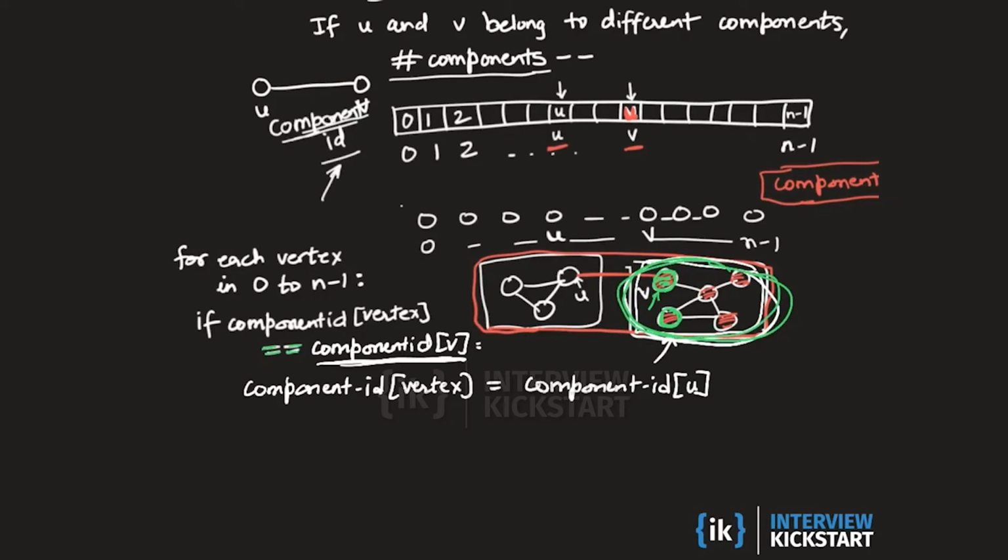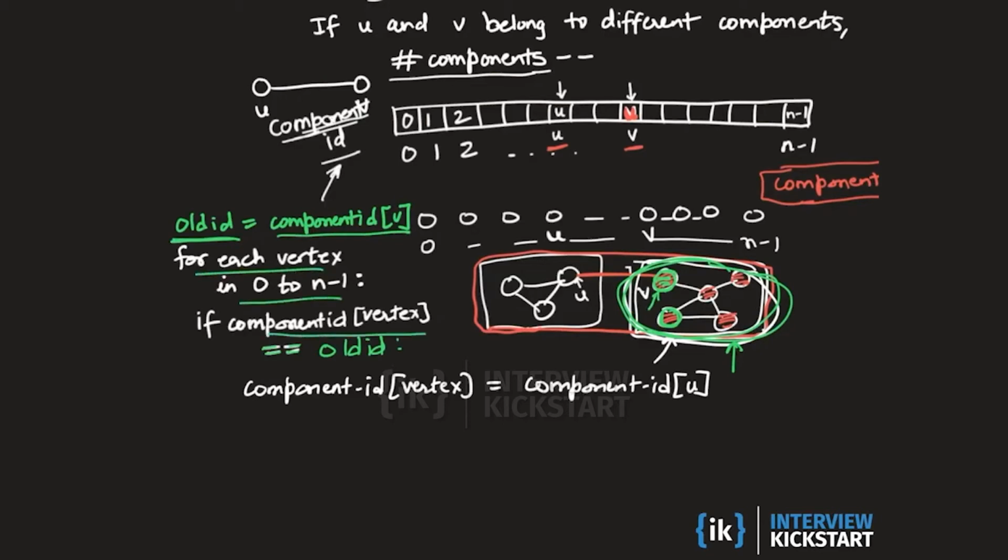So what we should do is store the component ID of v, setting it aside in another variable, and then use that variable as the reference ID to identify which vertices belong to the component of v. So we set aside the component ID of v into this variable called old ID, and then we iterate over each vertex, checking if its component ID is equal to that old ID. We would update the component ID to basically be the component ID of vertex u.